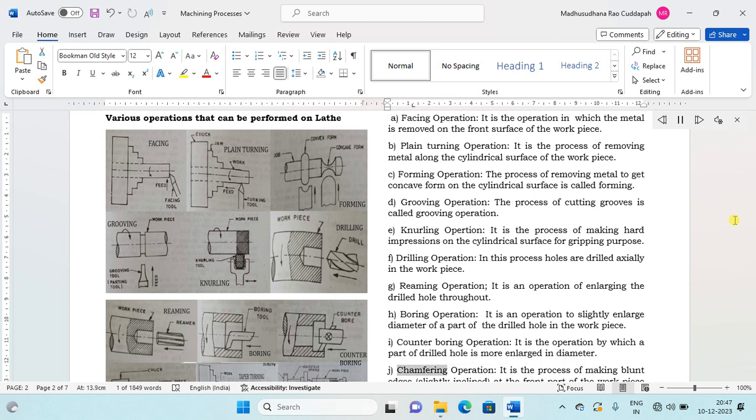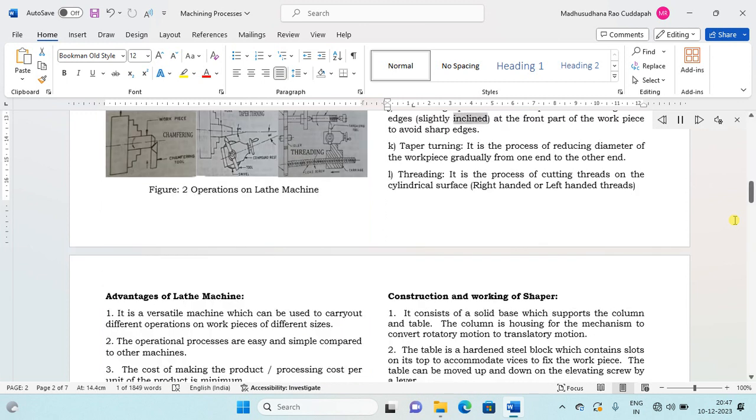J. Chamfering operation. It is the process of making blunt edges, slightly inclined, at the front part of the workpiece to avoid sharp edges. K. Taper turning. It is the process of reducing diameter of the workpiece gradually from one end to the other end. L. Threading. It is the process of cutting threads on the cylindrical surface, right-handed or left-handed threads.